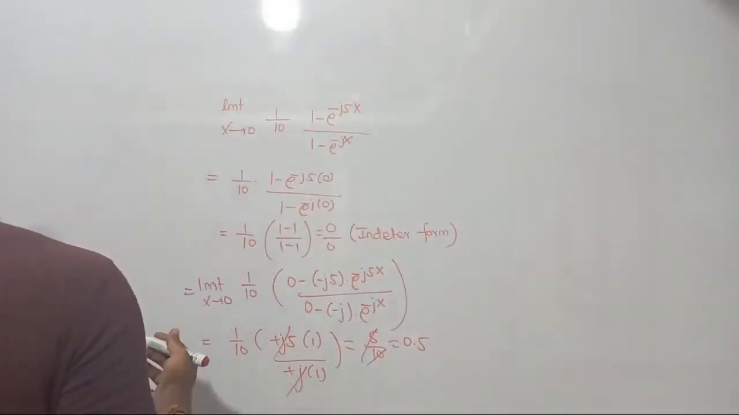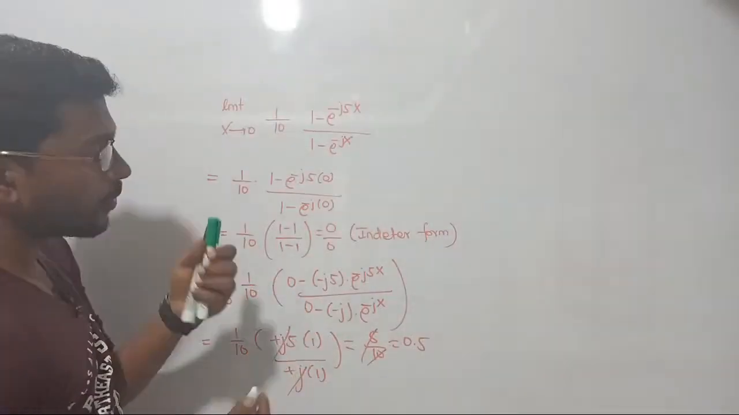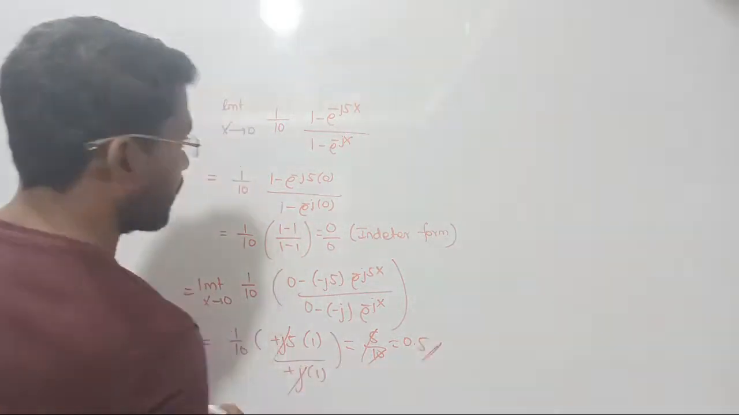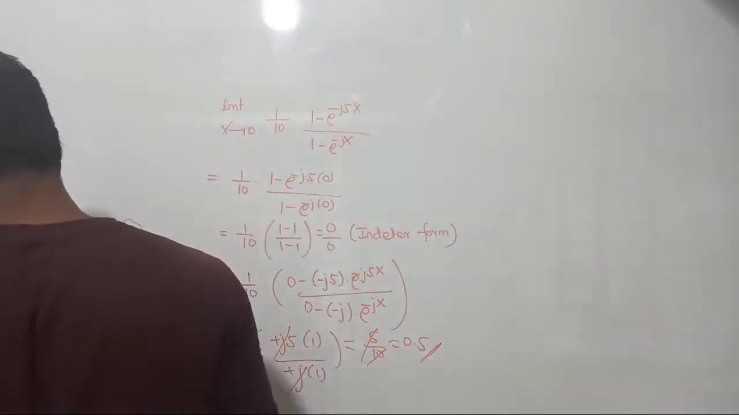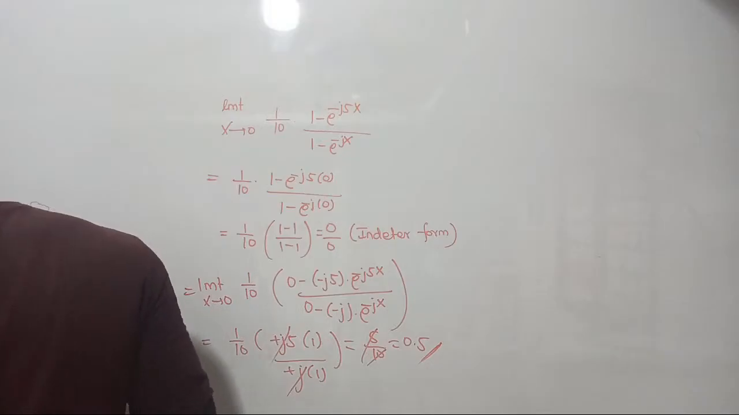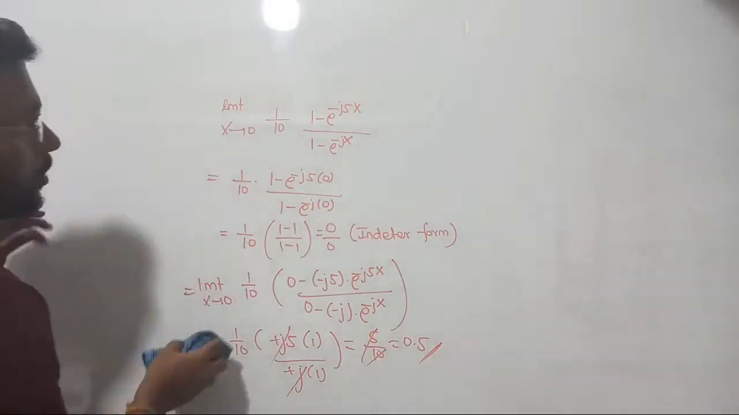Once again I have to check the options. Yes, 0, 1.5, 0.5, 1 are the options. So the correct answer is 0.5. So let us discuss the next one.